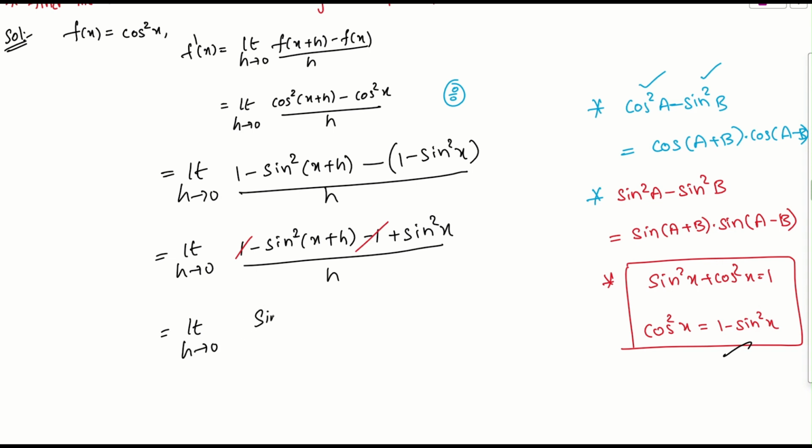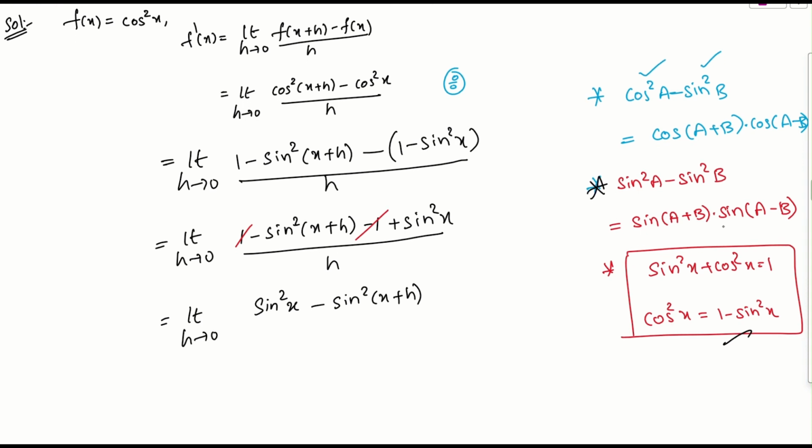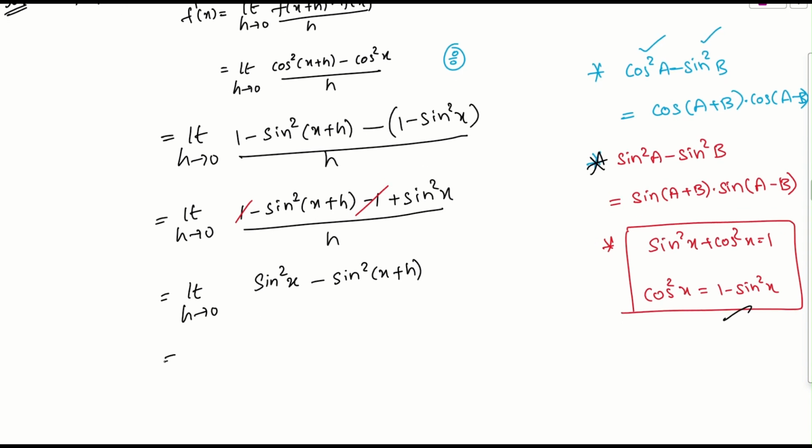Let us take the positive terms first, that is sine square of x. Next, to take the negative terms, that is minus sine square of x plus h. Now, look into the property, which one? This one. Sine square a minus sine square b, what is the formula? You know, sine of a plus b into sine of a minus b. I'll be applying the same formula here.